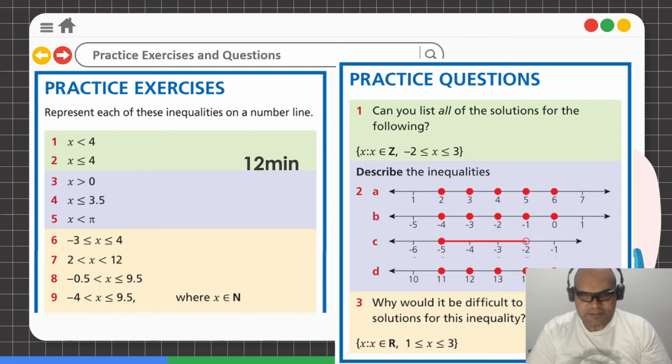And guys, number 3, it is X greater than 0, is easy. Open circle at 0, moving to the right arrow. The less than 3.5, less or equal, closed circle, moving to the left. And pi on the number line, I think you remember, 3.14, and open circle because it's not part of the group. Great, guys. I think you remember this one.